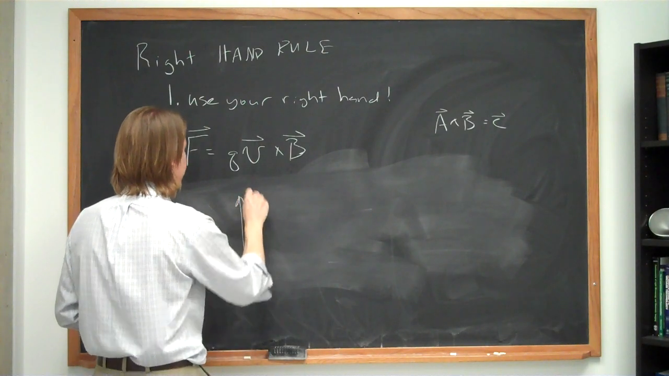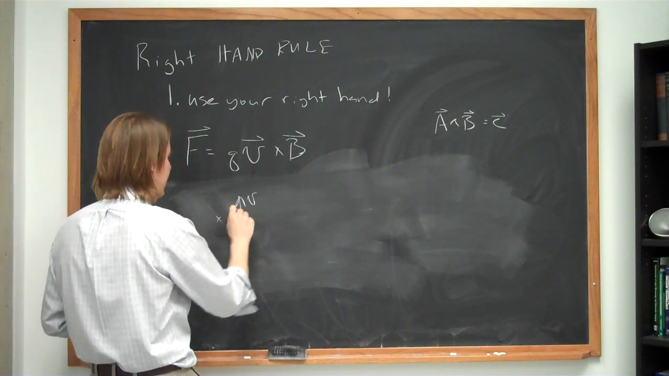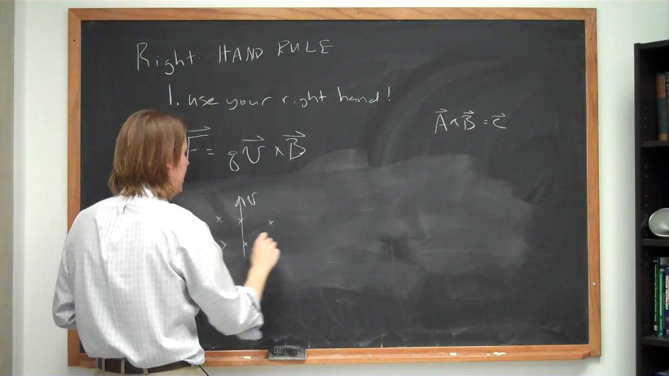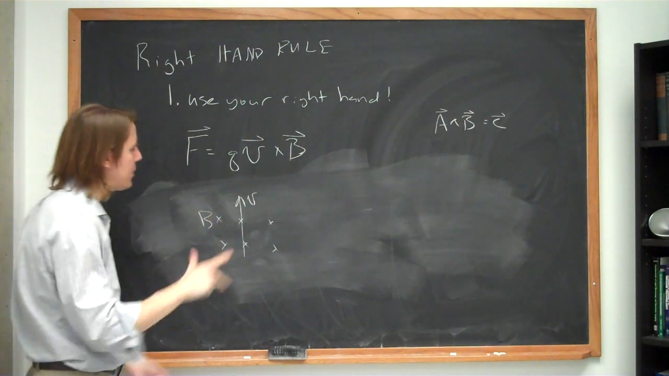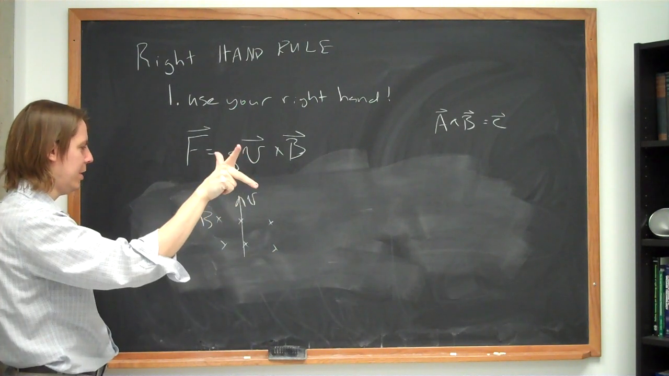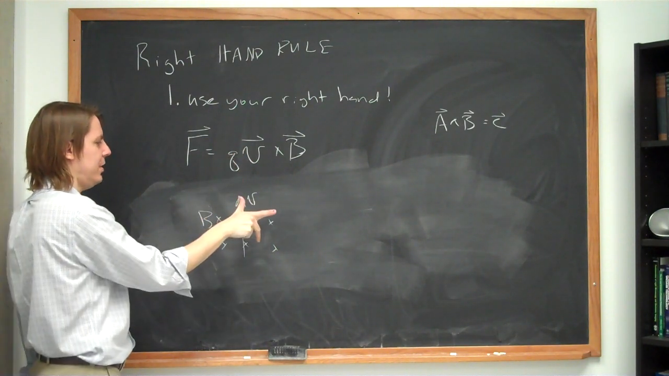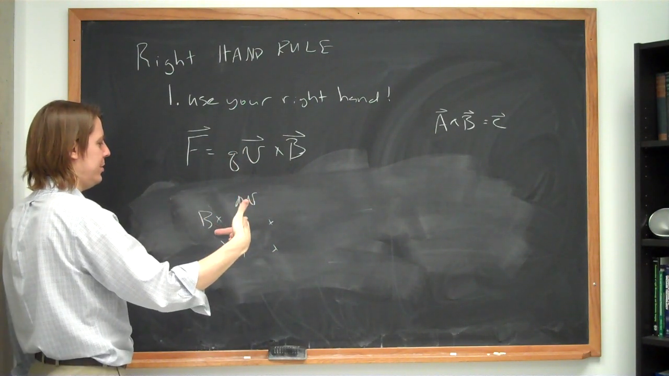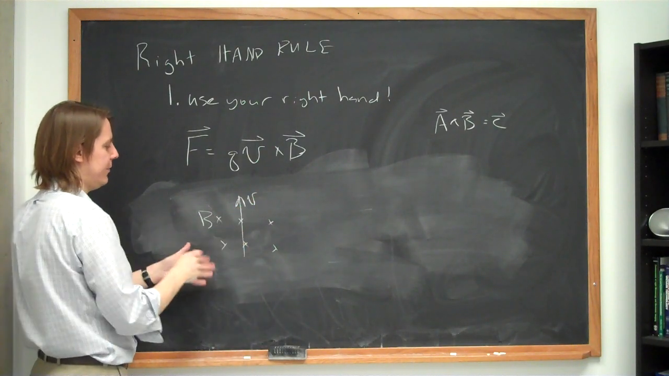So if we have V up here, and I think what we had, say at the time, was V into the board, then you just have to rotate your hand to where V is up, thumb along V, pointing finger along B, and then you instantly know F is going to be this way.